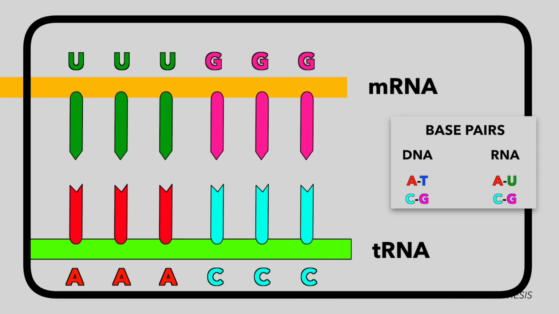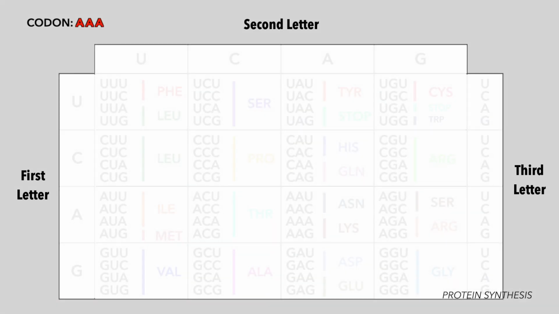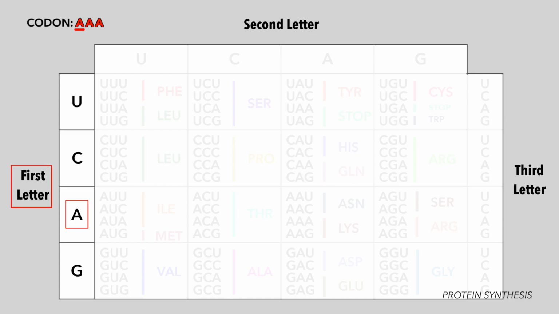Now let's use the codons from the tRNA to find the corresponding amino acid. Let's take the first codon, AAA, and look for it on the codon chart. The first step is to look for the first letter, which is A. You find that on the left side. It is located on the third row.